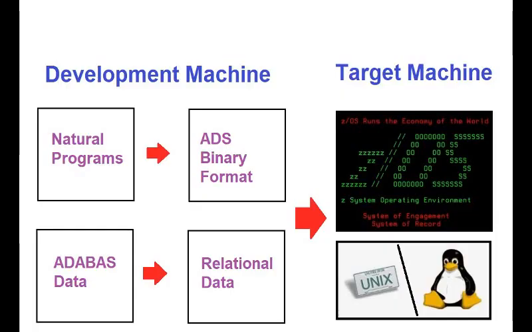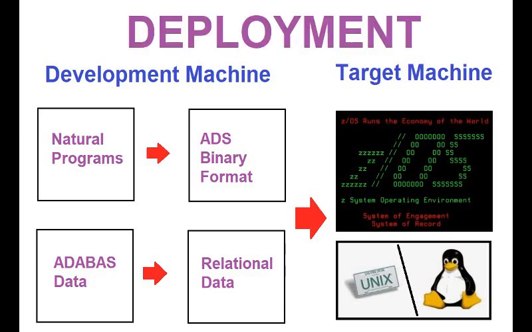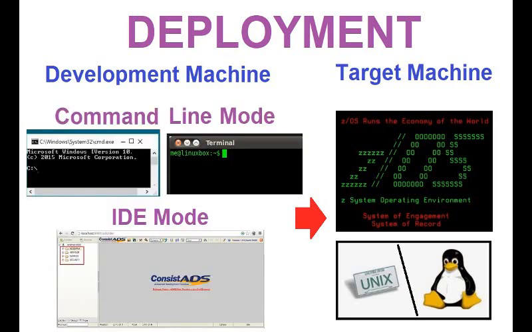After you translate the Natural programs into ADS binary format and convert the ADABAS data into relational data, you need to transfer the programs and data to the target machine where they can run, such as z/OS or Linux/Unix. Transferring the translated programs to the target platform is called deployment. ADS provides two methods for deploying Natural programs onto a target machine.